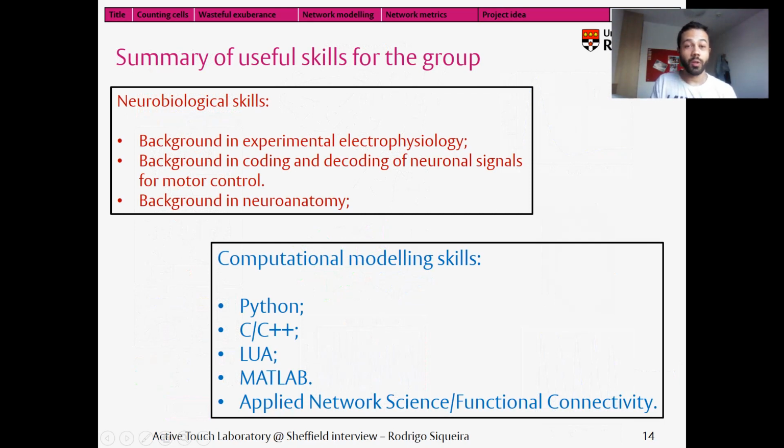Lastly, I will talk about my skills, the summary of my skills to the group. So the languages I know: Python, C++, Lua, MATLAB, and especially my network science background, and my knowledge in neuroanatomy and experimental electrophysiology that helps me on the simulation to do a biologically driven model of it, apart from the coding of neural signals that will be built into the generation of the LFPs.